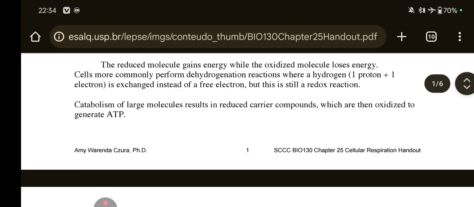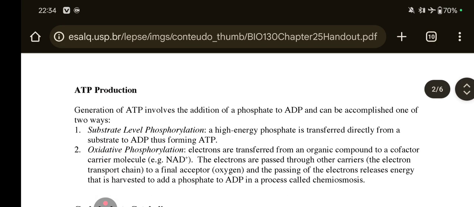redox reaction. Catabolism of large molecules results in reduced carrier compounds which are then oxidized to generate ATP. Generation of ATP involves the addition of a phosphate to ADP and can be accomplished one of two ways. 1. Substrate level phosphorylation. A high energy phosphate is transferred directly from a substrate to ADP, thus forming ATP.